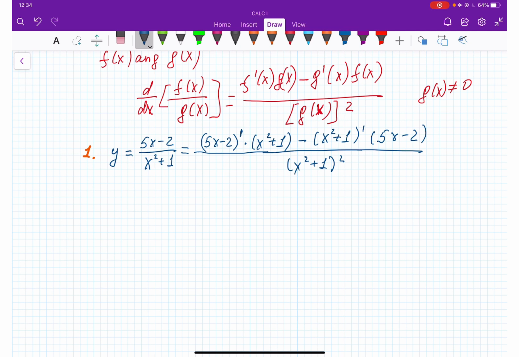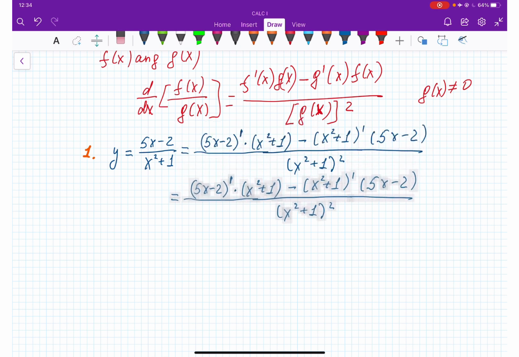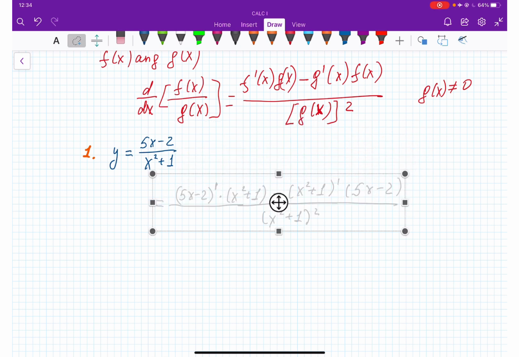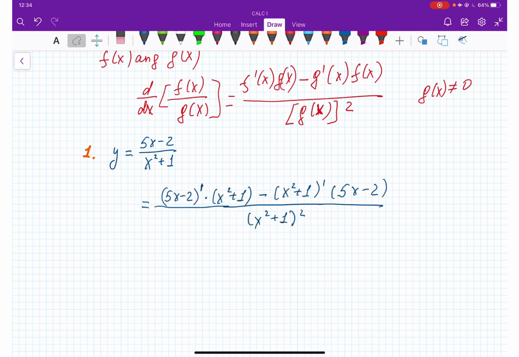So this is equal to, let me fix here. I started taking derivative, and I didn't put down dy by dx. Otherwise, it looks like y is equal. No, it's derivative. Okay, so dy by dx.